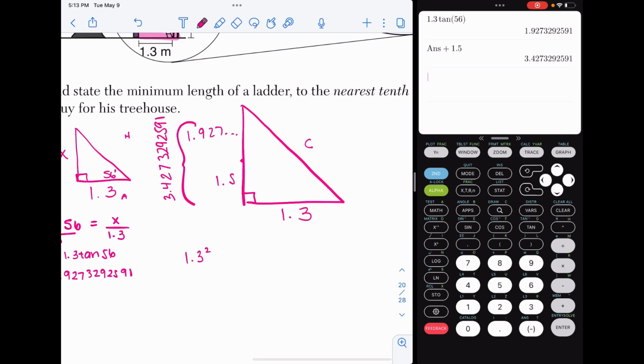So 1.3 squared plus that whole long decimal squared equals c squared. So I'm going to my calculator, square that, plus 1.5 squared, and then we're going to take the square root of that answer. And when we round this, we are asked to round to the nearest tenth. We get that c is equal to 3.7.